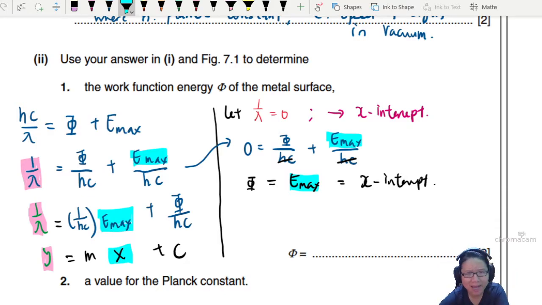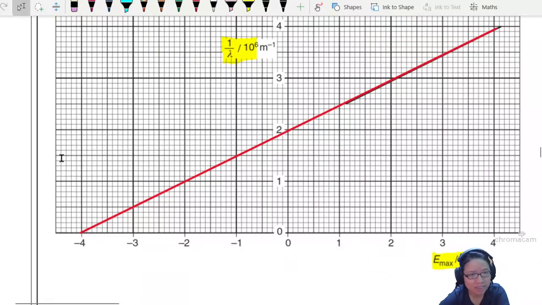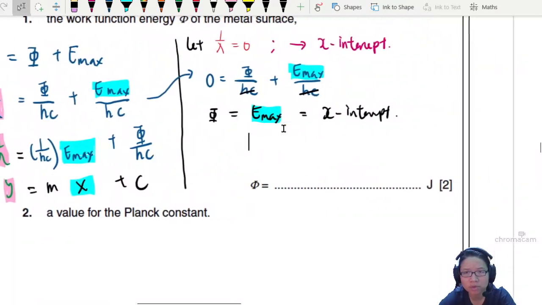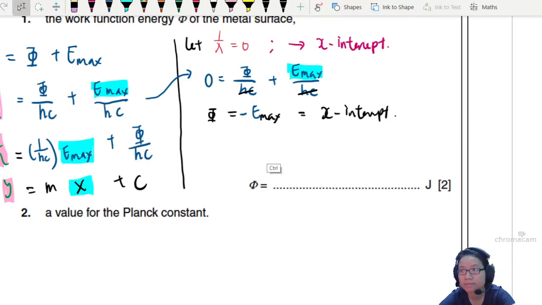So let us go back and read the x-intercept now. I have extrapolated the line. I can see it cuts at -4. Do not write -4. It's not a good number. It's also because that's 10 to the power 6 here, so please include the 10 to the power 6. You move this around, you get work function is equal to negative Emax. So from here, I can just say that work function is equal to negative x-intercept.